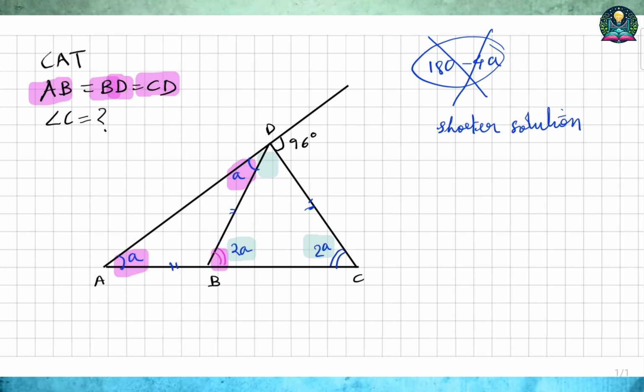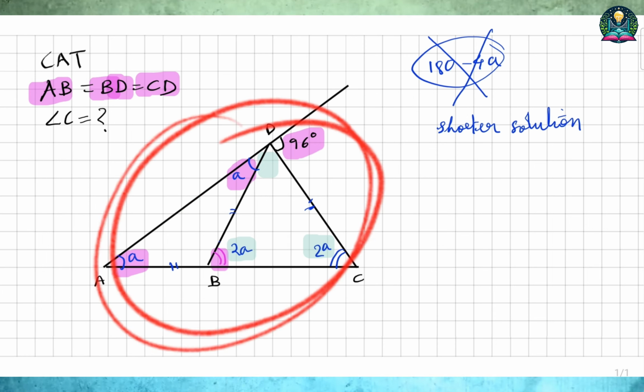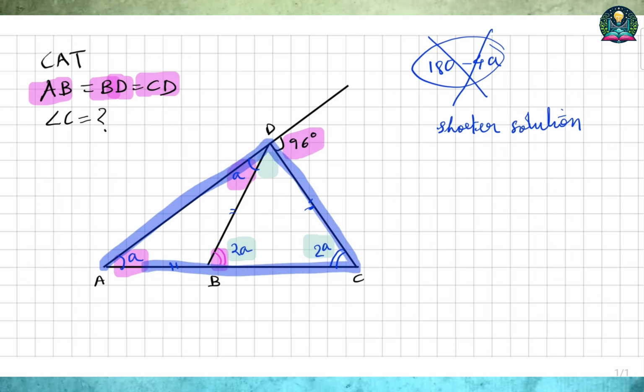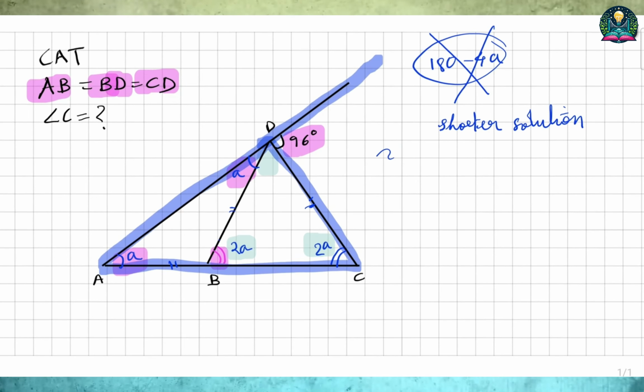exterior angles. So here 96 degrees, is it the exterior angle of triangle DBC, or is it for ABD, or is it the exterior angle of the entire triangle ADC? How do you figure this out? If you're struggling with figuring out which triangle it is, all you have to check is which side is being extended. So here AD is being extended, so we know that the triangle is ADC.